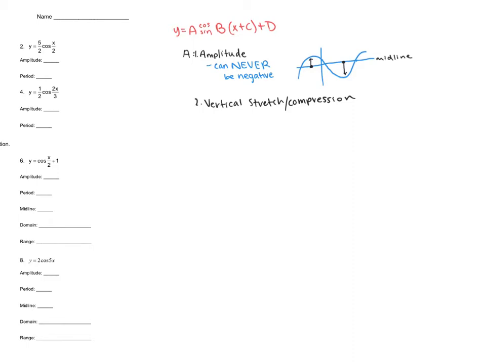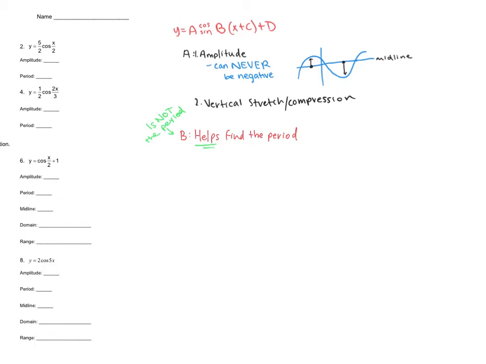Now let's look at what our b value is. What does our b value determine? The b value helps determine, helps find, the period. The key word here being helps. You have to make sure that you remember this because it's easy to get confused. The b value is not the period.